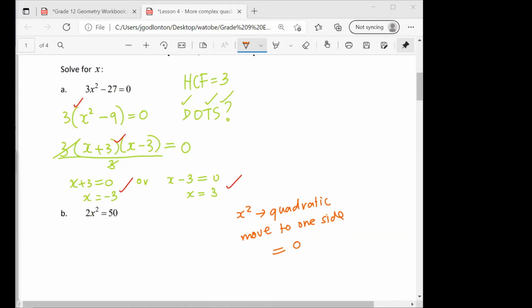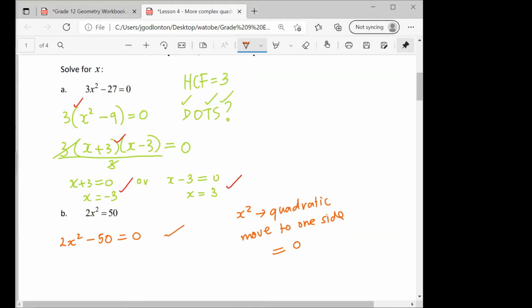Okay, we have a 5 and a -5 as one of our answers. I personally think that's a great answer, so I'm quite happy with it. So let's see how this goes. Okay, so our first step is we want to move everything to one side and we want to make it equal to 0. So 2x squared minus 50 is equal to 0.